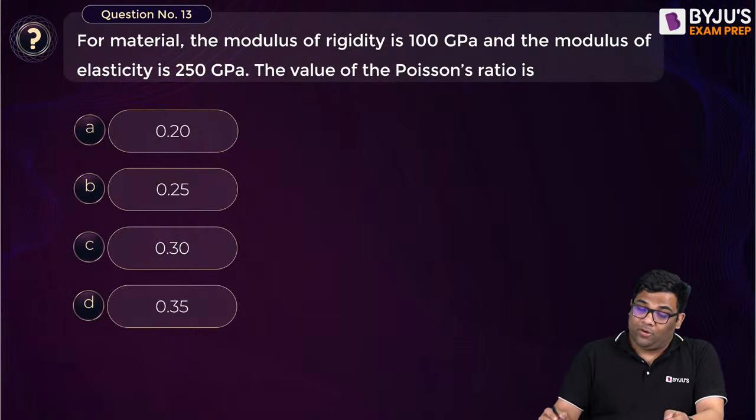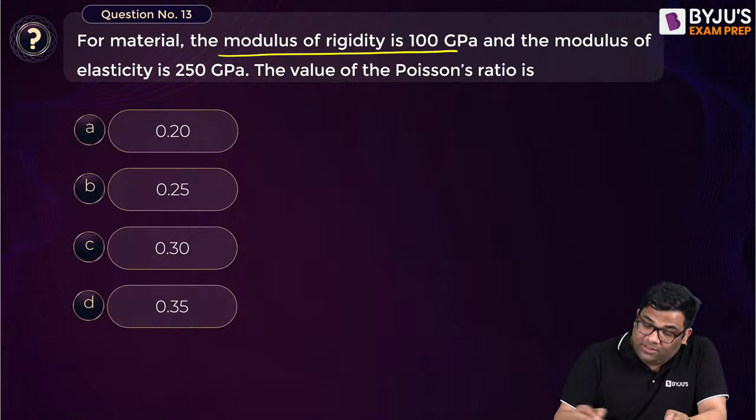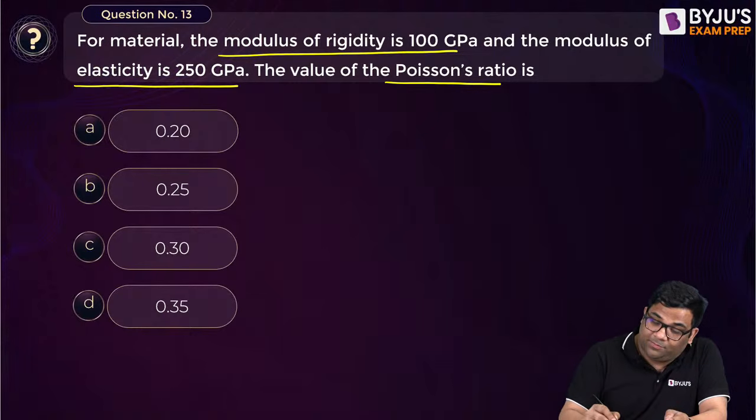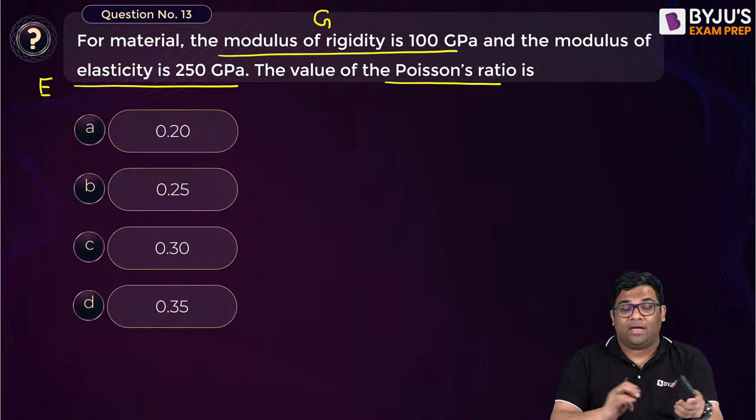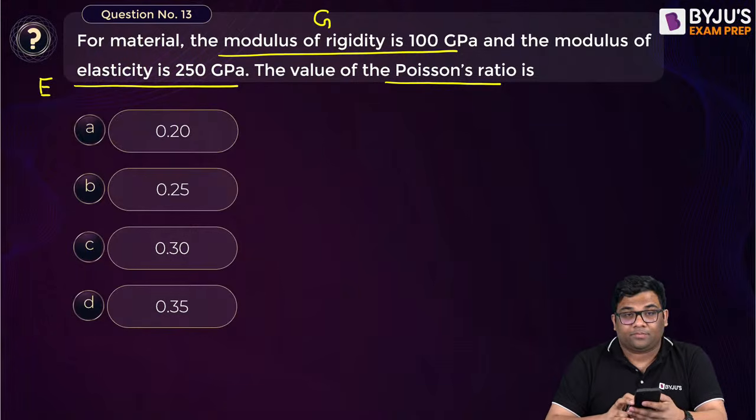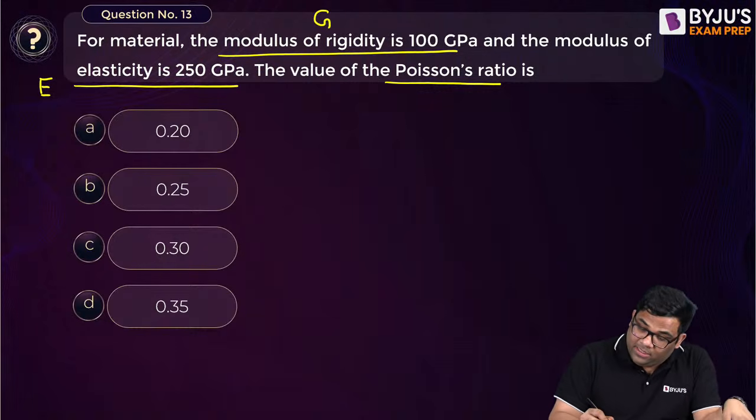Next question. The modulus of rigidity is given, the modulus of elasticity is given, and the Poisson's ratio is asked. Please answer this question as fast as possible. Come on, fast, very fast.